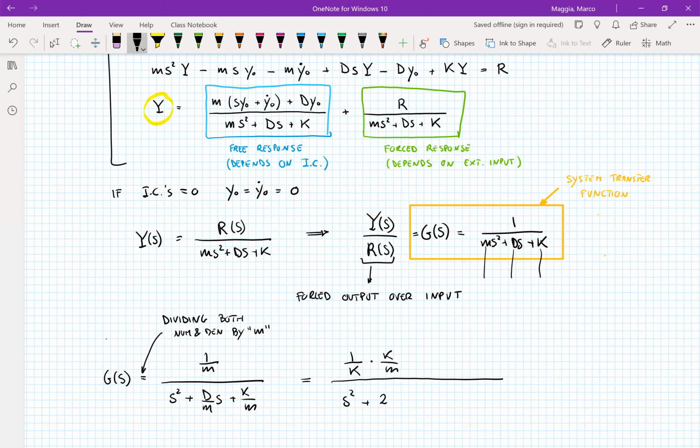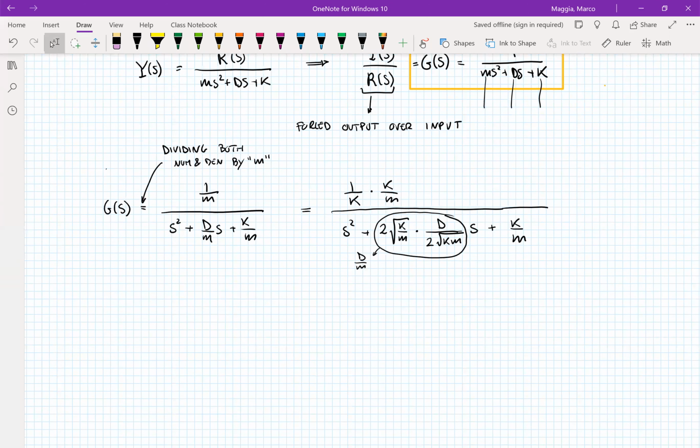2 square root of k over m times d over 2 square root of k times m. If you take the product, you'll go back to d over m. So I haven't changed much, times s, or I haven't changed anything actually. It's equivalent. Plus k over m.